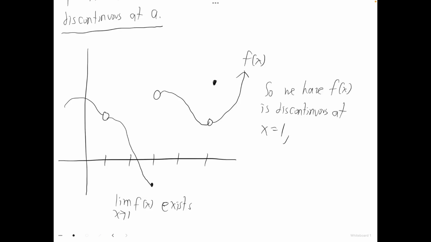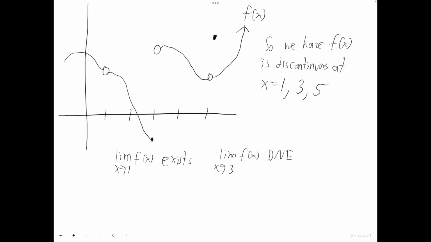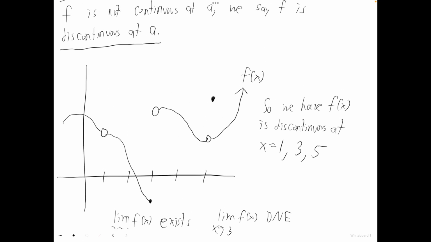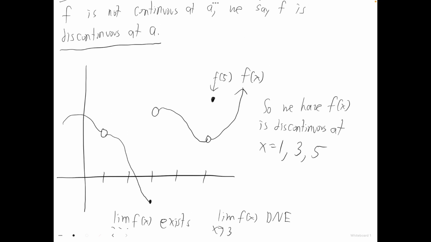Next, we have at 3, it's discontinuous. In this case, the limit does not exist. So the limit as x approaches 3 of f of x does not exist. And at 5, we are discontinuous. And in this case, the important thing to note is that at 5, the limit does exist. The limit as x approaches 5 of f of x exists, but does not equal f of 5. We have this point up here is where f of 5 is, and that's not where the limit approaches. The limit approaches this point down here.